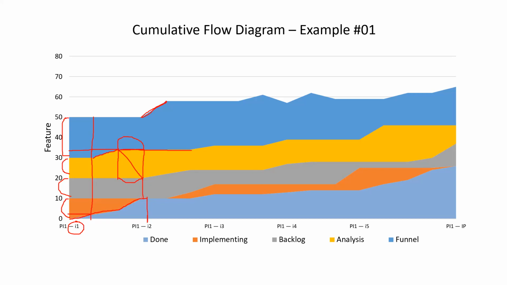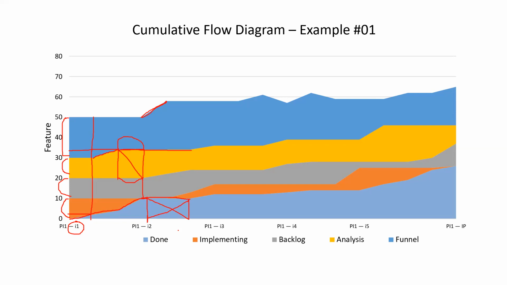Now I will ask a question. It is an open question. What does this done line, from here till here, represent? The line is flat. What does it mean? Nothing has been done. The story is not moved to done. Nothing is moved to done. What does it mean?